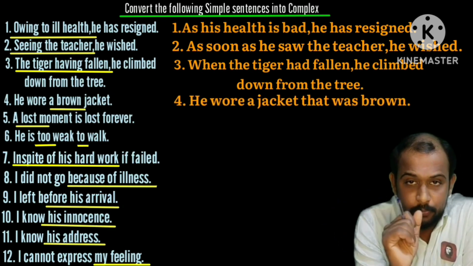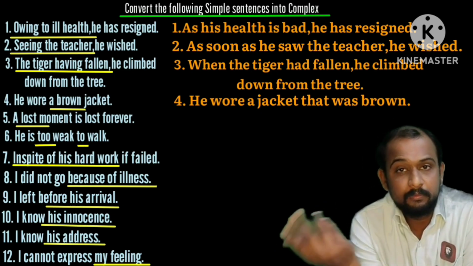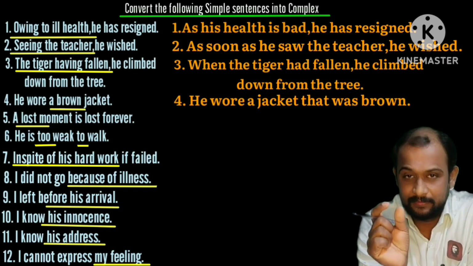See, he wore a jacket is the main clause. That was brown. What was brown? The jacket was brown. So that was brown is the subclause. Okay, see the subordinator, that.